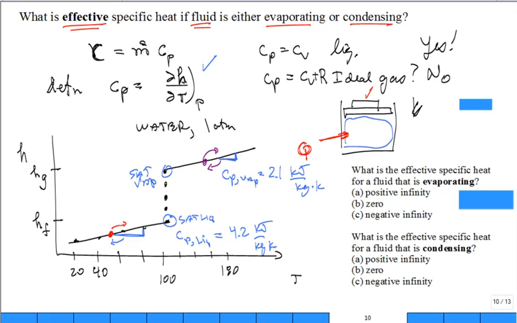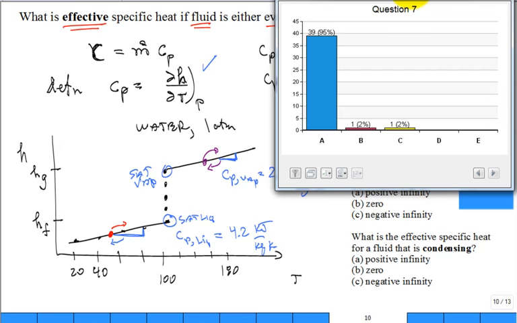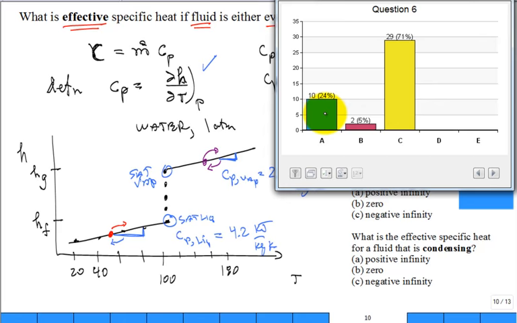Well, let's just grade it. I don't know how to explain it any better. Isn't that true? It's infinity. Positive infinity. And let's go back to the previous one. And look at that. The class is learning. Very good.